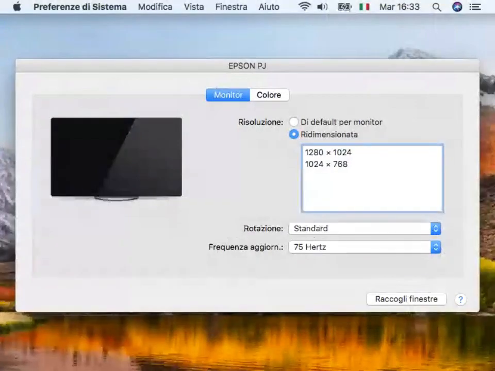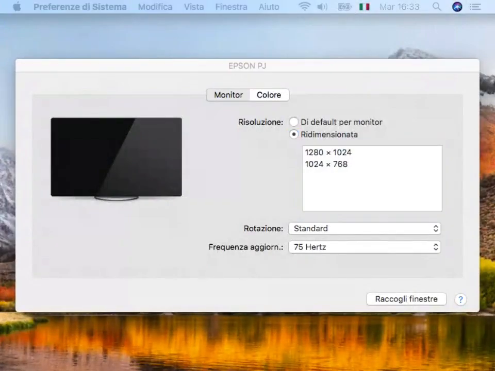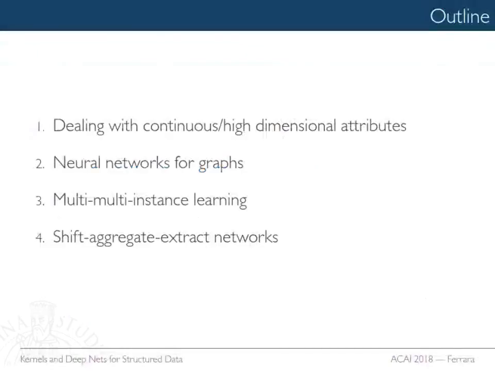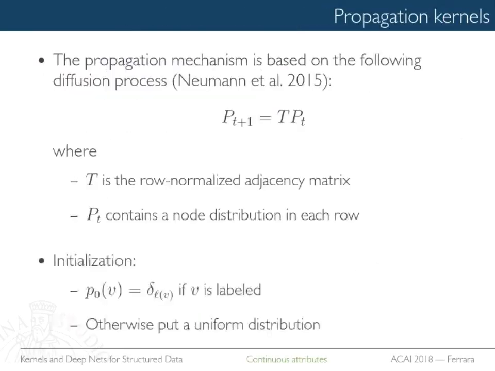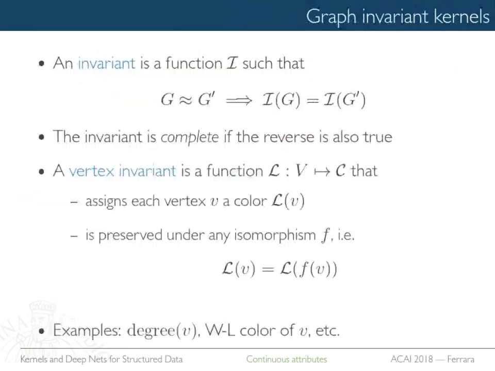Let me move to the second part. Actually, we're not going to talk about high-dimensional and continuous attributes, as promised. I will start with neural networks. And then, if there is time, I will talk about multi-instance learning and some other architectures you can apply for that. So let me start with neural networks.